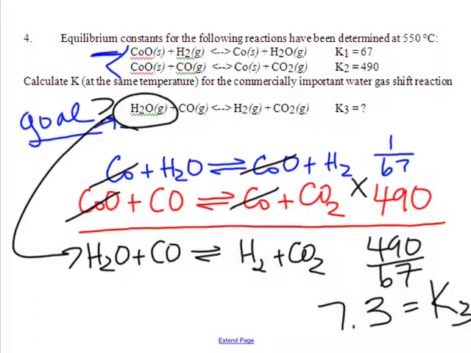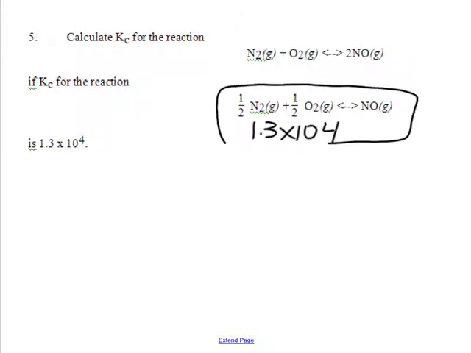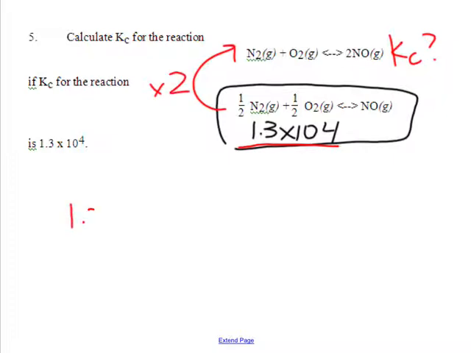Last problem of the day. I know you're sad to be done so early in class and have a whole 20-something minutes. They give us the Kc for this reaction to be 1.3 times 10 to the 4th. So we know this pairing. The question is, what is the K then for this? So what we have to see is what happened from there to there. What did we do? We go from what we know to what we're looking for, so we multiplied by 2 to get the new one. So what does multiplying by 2 mean? We square the K. So what's my new K?